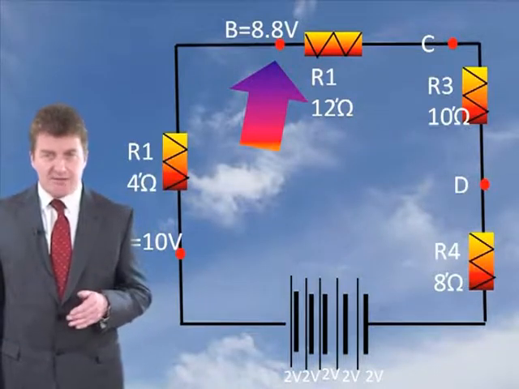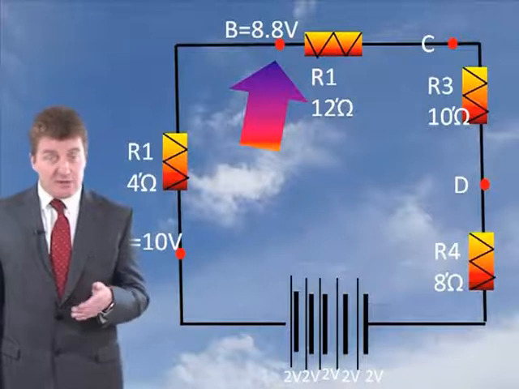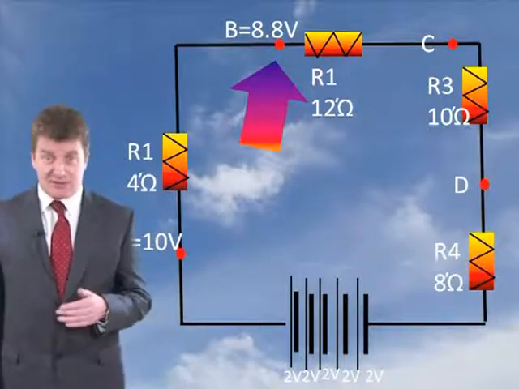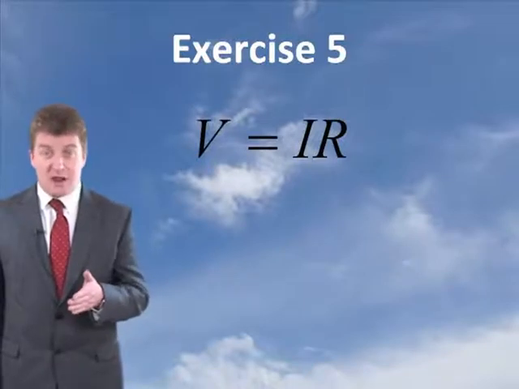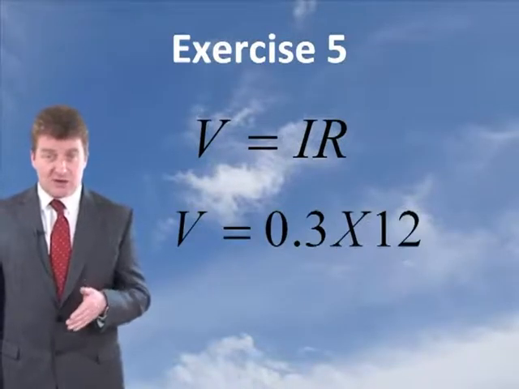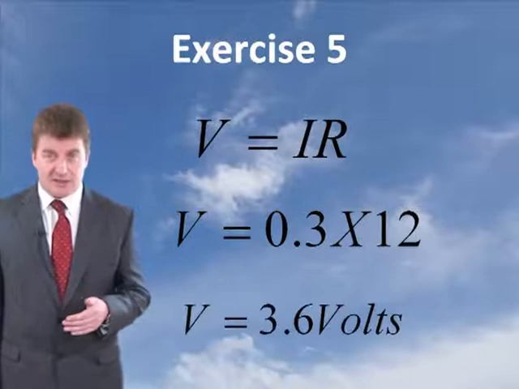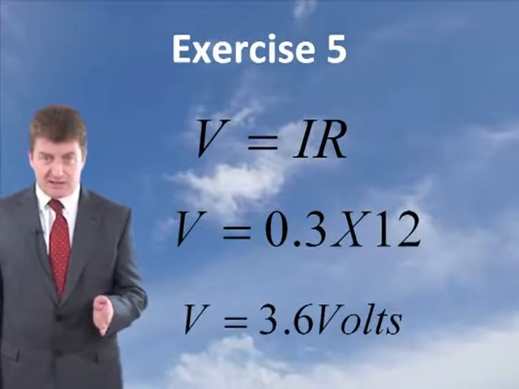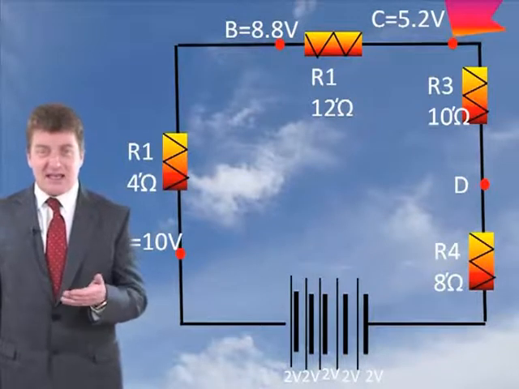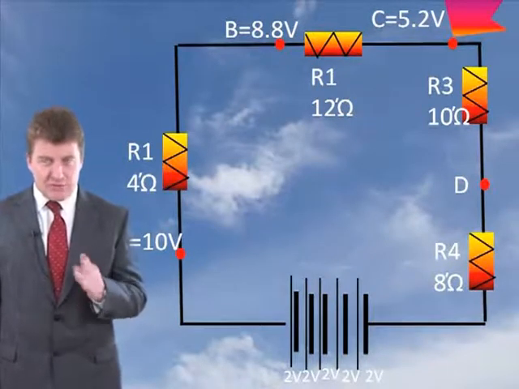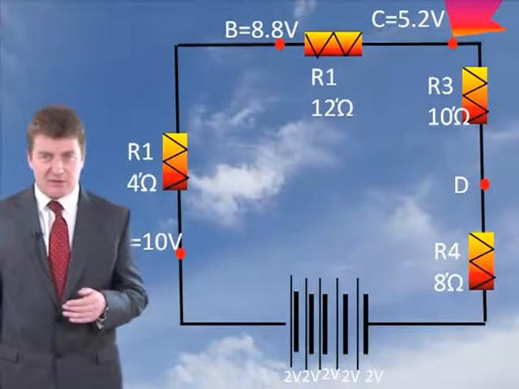Now we need to determine the voltage at point C. We've got to determine the voltage drop through the next resistor. We know the current's 0.3 amps and we know the resistor here is 12 ohms. Putting it in, it gives us a voltage drop of 3.6 volts. So we lose another 3.6 volts as it goes across there. So 8.8 minus 3.6 gives us 5.2 volts. If you took a reading there, it'd be 5.2 volts.